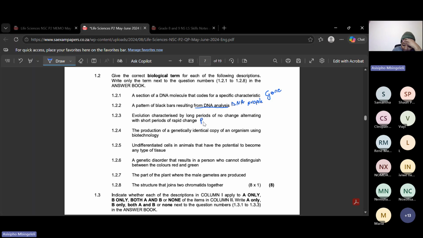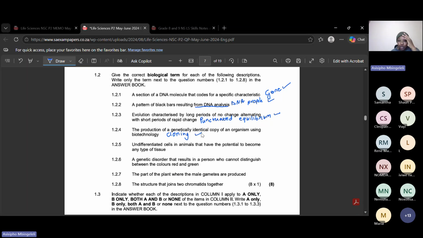That is called punctuated equilibrium. So I need those 2 words for you to get a mark. And then the production of a genetically identical copy of an organism using biotechnology. This is under genetics. That is cloning, where we make an exact copy of a particular organism. We manipulate the genes and then make the exact copy.